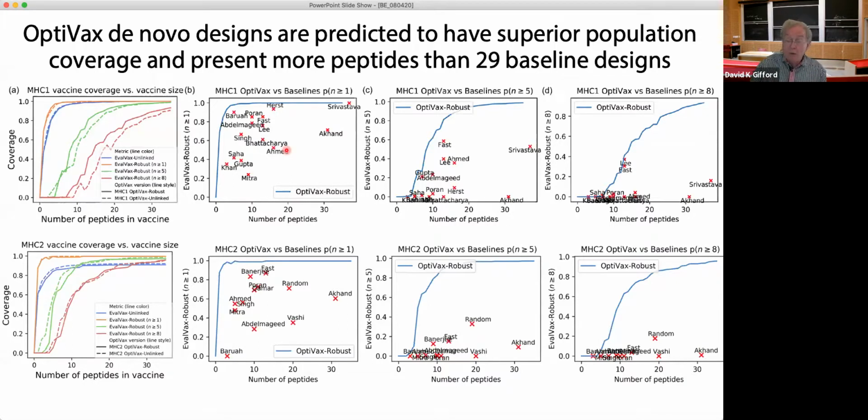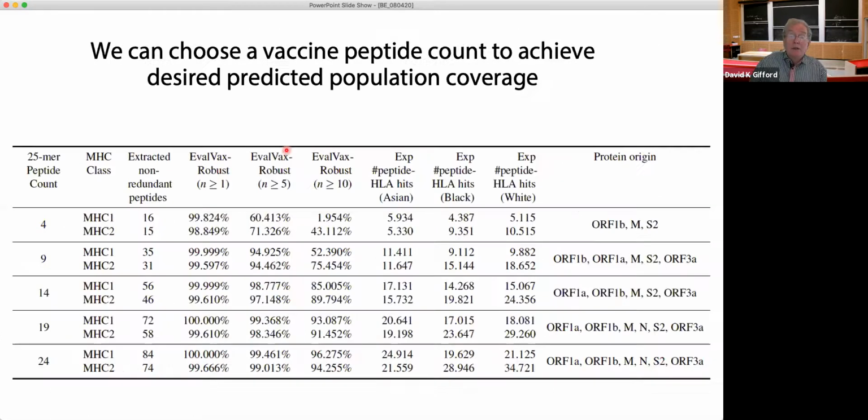And if we look at the trade-offs a vaccine designer has to make, we can choose different 25-mer peptide counts to achieve different numbers of peptide-HLA hits across a population. So with 24 peptides, we can achieve over 90 or 94% coverage with at least 10 peptide-HLA hits across the entire population.